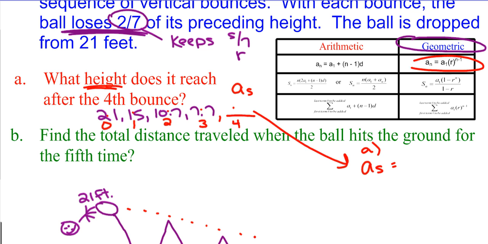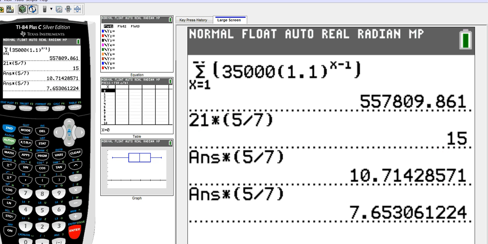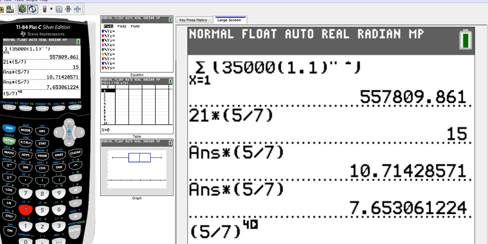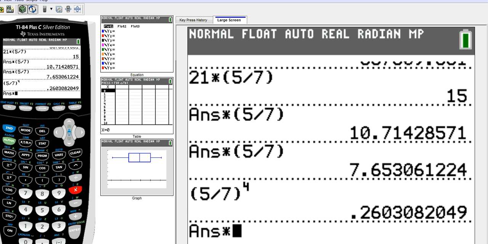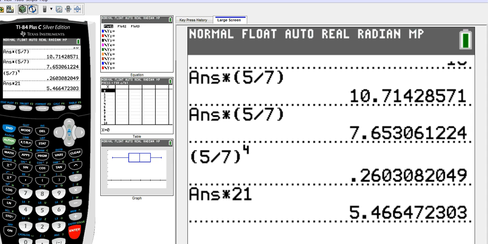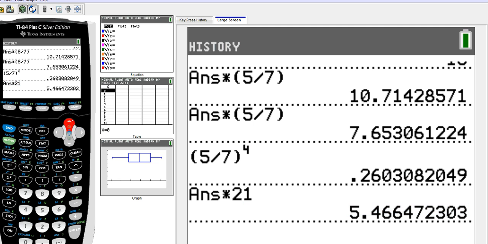Again, we're geometric. So A5 equals, well, the first bounce is 21. A1, we started at a height of 21. My R is 5/7, and I'm looking for 5 minus 1. So I'm going to take 5/7 to the fourth power times 21, and that should be my answer. So I'm going to come back to my calculator. I'm going to go 5/7 to the fourth power times 21. And that is 5.5.